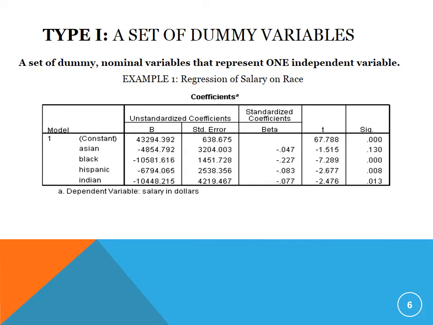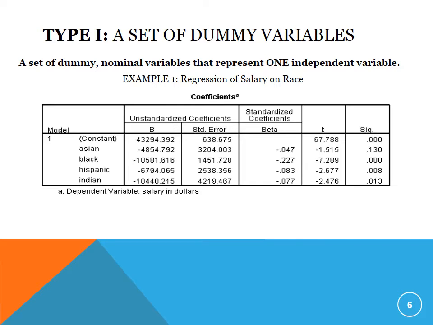All right, so there are going to be 4 types of multivariate regressions that we're going to look at. The first one is a set of dummy variables. And usually it's a set of nominal dummy variables, because with ordinal variables we don't necessarily have to do what we do here. And so our dependent variable is still salary in dollars.